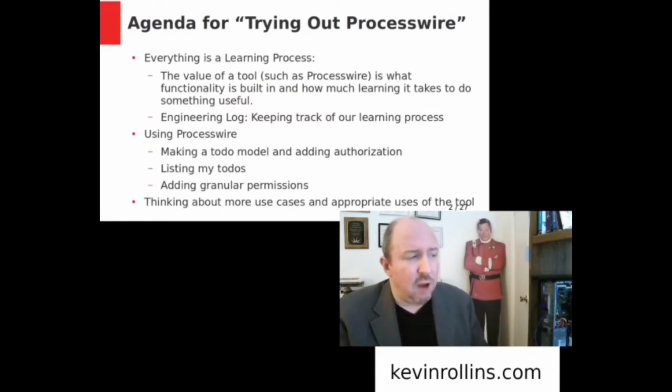Then I will actually get into Processwire itself, and we'll build a simple model of a to-do and a to-do list, and we will add authorization, and then we will create a customized to-do list based upon which user is logged in. Then we'll go a little further in showing how you can add really granular permissions to a Processwire object.